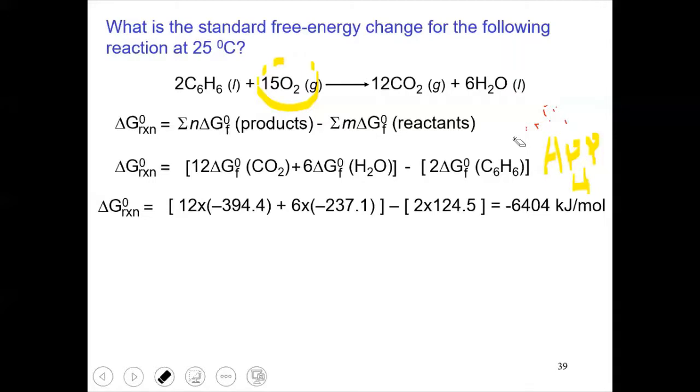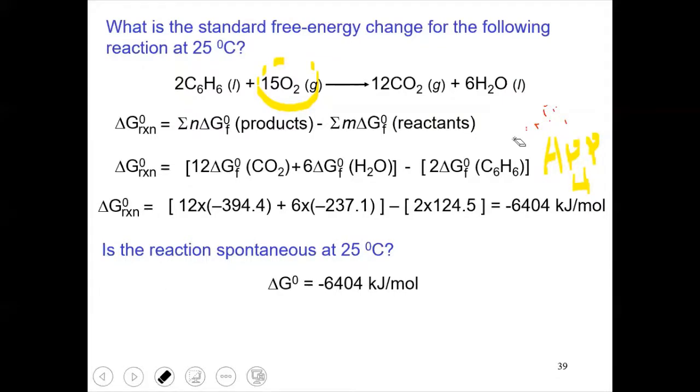Couple of things I want to ask. First of all, is this reaction spontaneous at 25 degrees Celsius? Remember the criterion? What is the value of delta G for my system, for my reaction? Negative 6404 kilojoules per mole. In other words, it is negative, right? And we said that for a process to be spontaneous, delta G has to be negative. Therefore, this process is spontaneous.